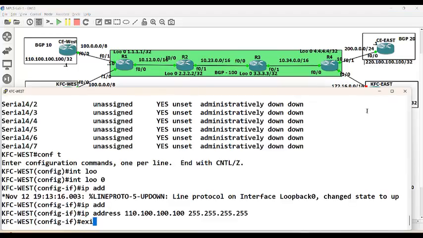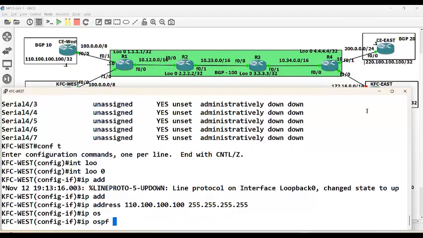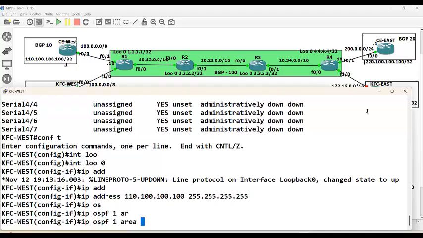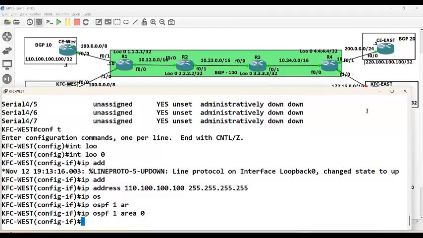Next. We are planning to run OSPF, so I say ip ospf 1 area, any number, let's say area 0, I can also give 0. Now you may have a question, what? We already have area 0 in the provider network. Won't that get mixed? No, it won't get mixed.